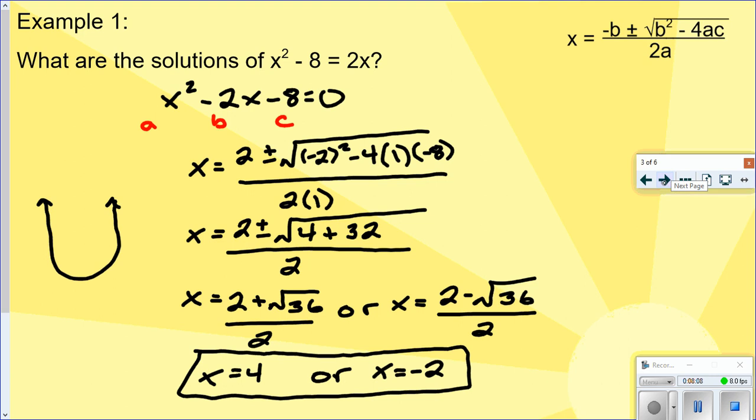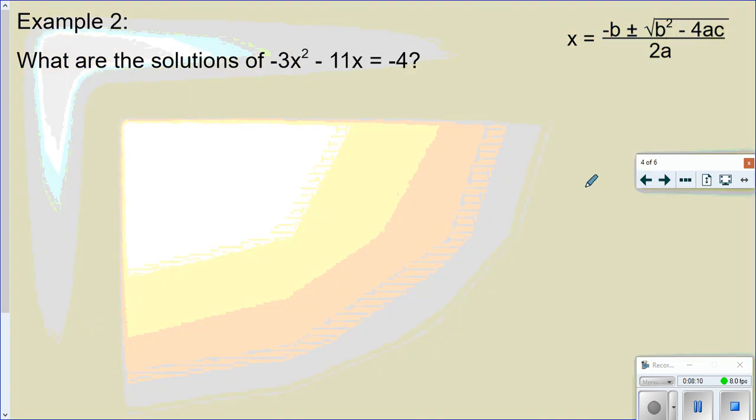Right, so let's look at another example. Again, the first thing we need to do is write this in standard form. So I'm going to add 4 to both sides. Right? So that's going to give me negative 3x squared minus 11x plus 4, because I added 4 to both sides, equals 0. So here's my a value is negative 3. My b value is negative 11. My c value is 4.